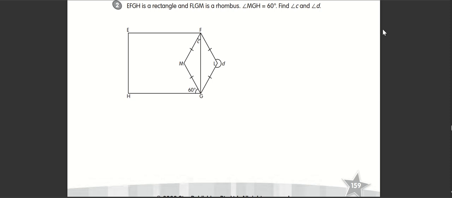Okay, hi everyone. This is page 159 of our 6A workbook. This is chapter number 5, Angles in Geometry Figures. Let's take a look at this question, a level 2 question, question number 2. Let's take a read first.